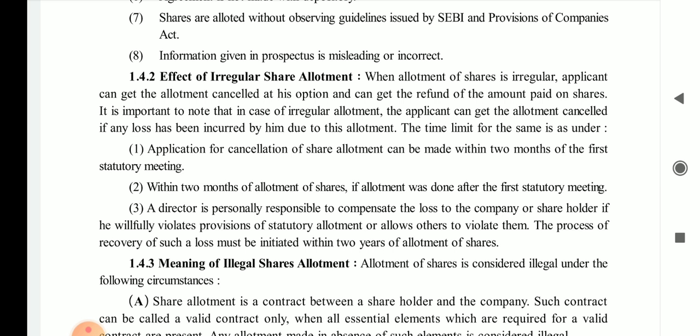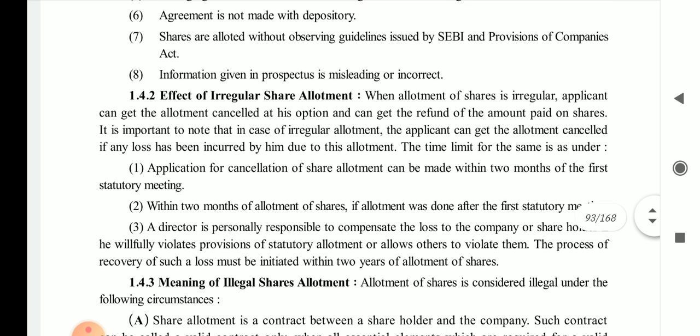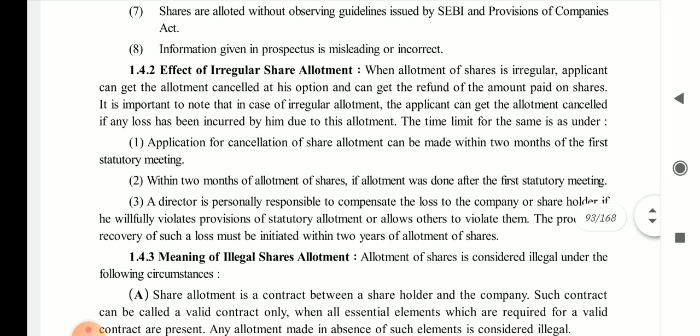If the applicant finds that the allotment made is irregular, at that time they can apply to the company for the refund of the money and for the cancellation of the share allotment. It is important to note that in case of the irregular allotment, the applicant can get the allotment cancelled if any loss has been incurred by him due to this allotment.